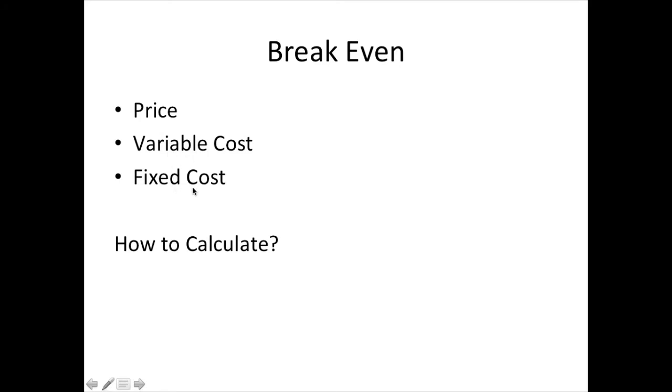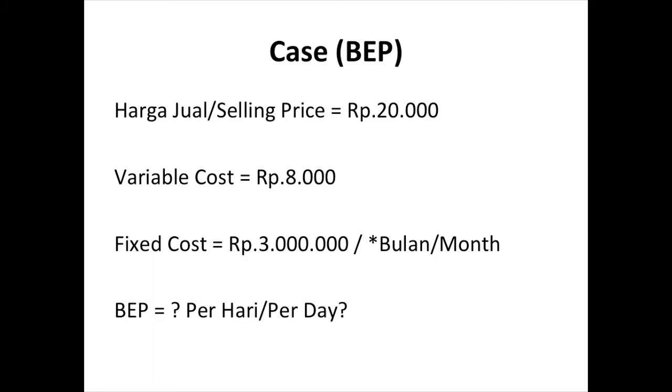So how do you calculate it? This is an example of a case. If the selling price is 20,000 per unit, the variable cost or the COGS is 8,000 per unit, in rupiah of course, and the fixed cost is 3 million rupiah per month, what is the break-even point? Per month. Why per month? Because the fixed cost is per month. And then, of course, you want to divide by 30 or 31 or maybe 28, 29 days, depending on the month, and then you will get the break-even point per day.